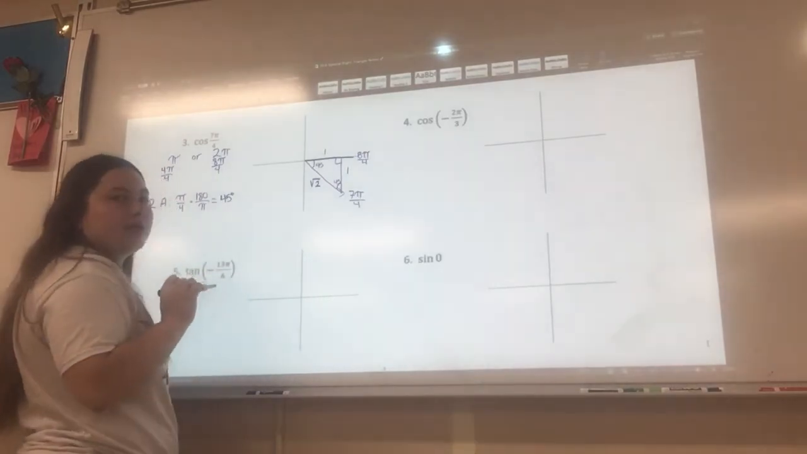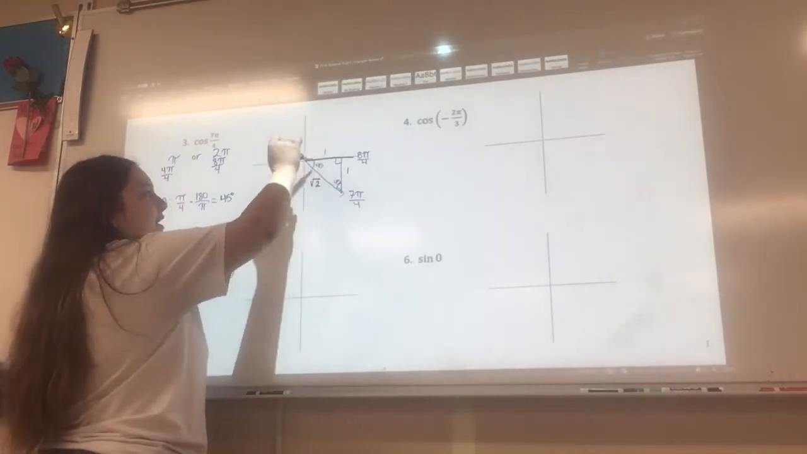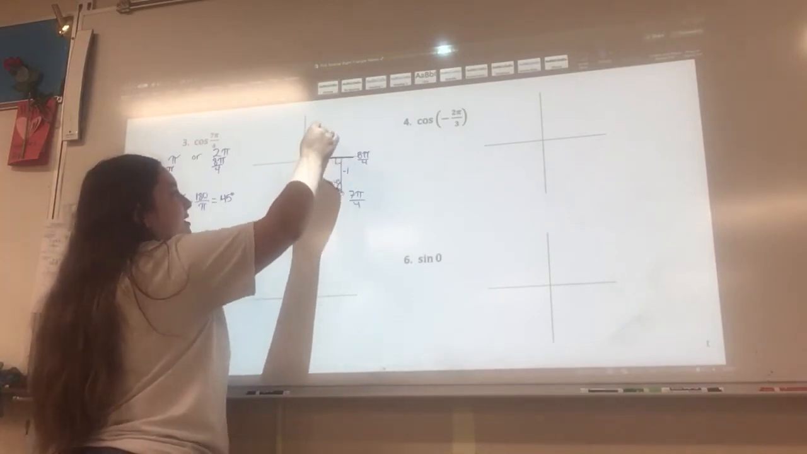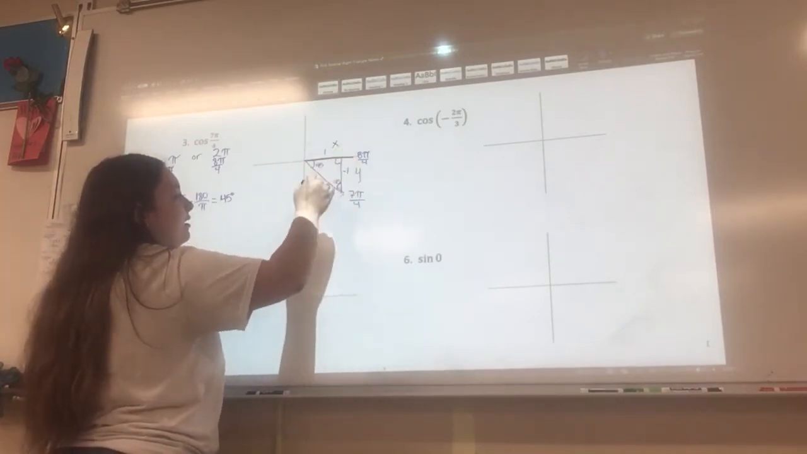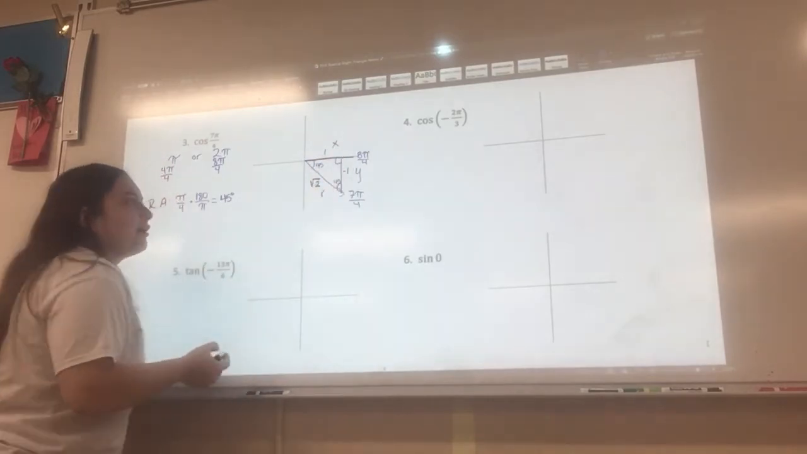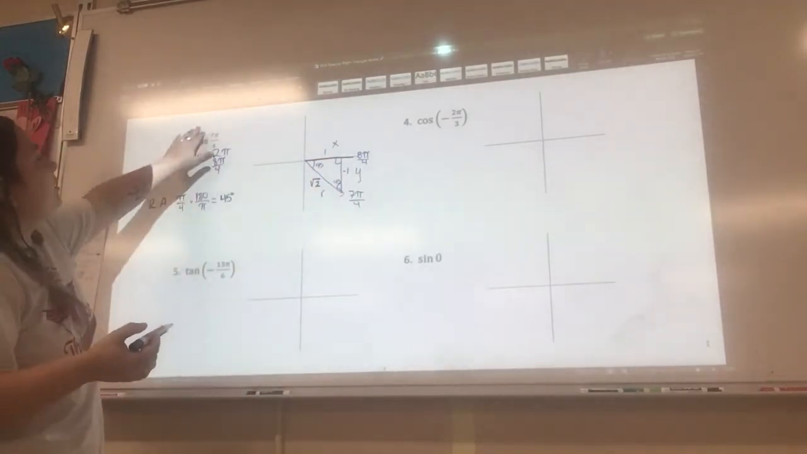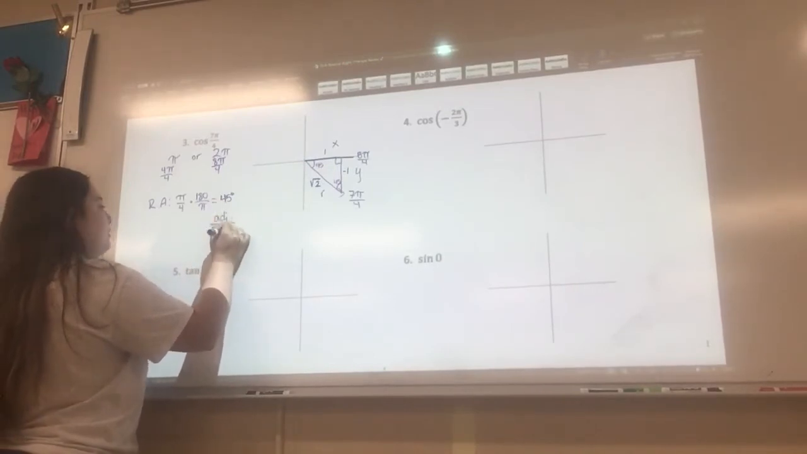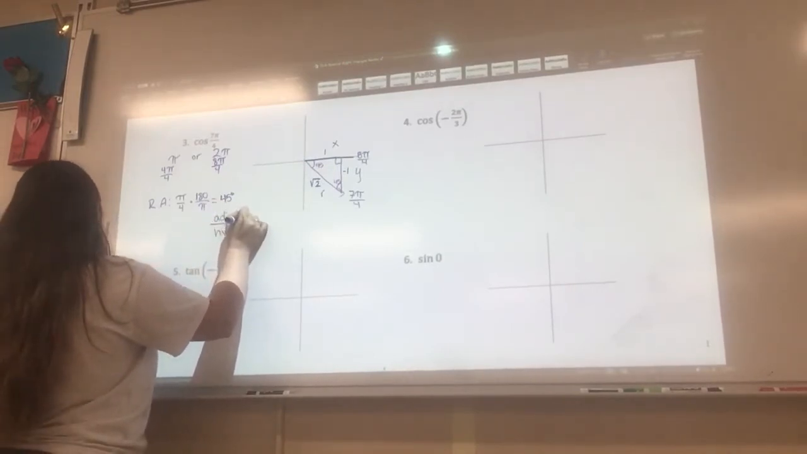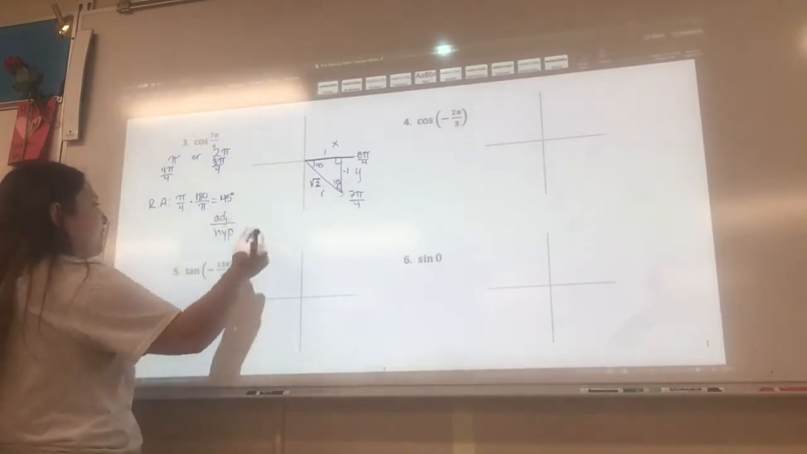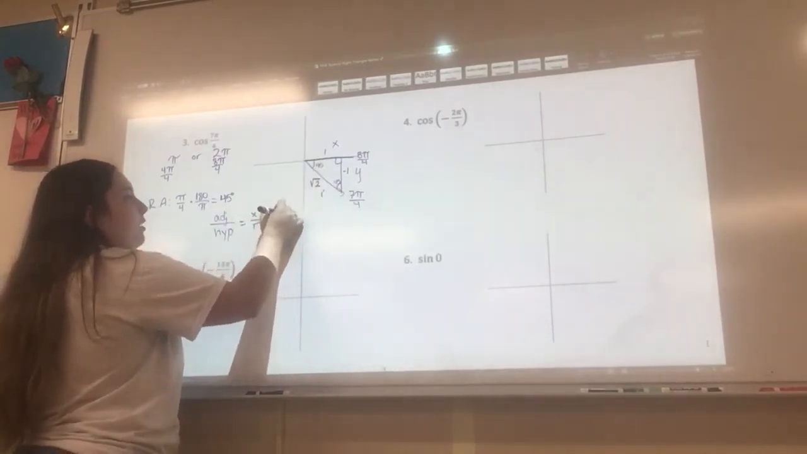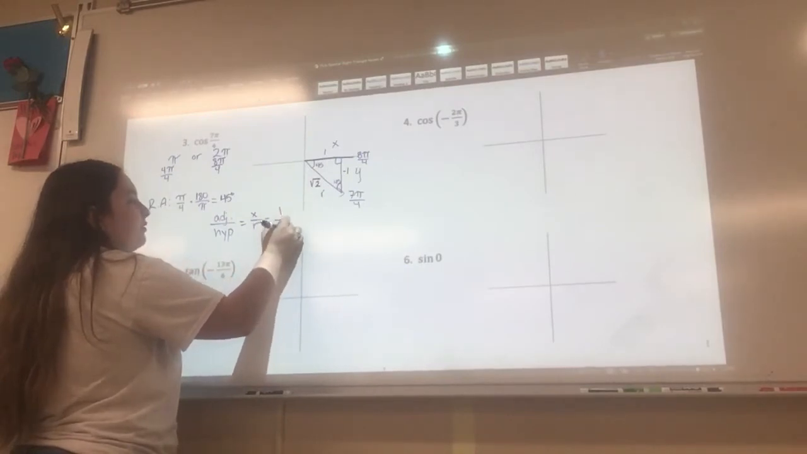But look where your triangle is at. I am in the positive x's, but I'm in the negative y's. Okay, so you got to pay attention to where your negatives go. So there's our x, y, and our r. Cosine, remembering that it is adjacent over hypotenuse, or the same thing as our x over r. So x is 1, and our r is the square root of 2.